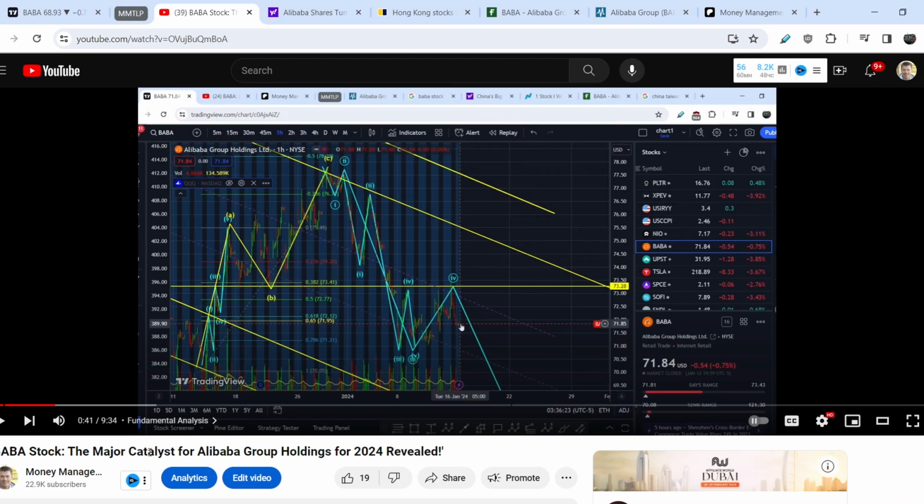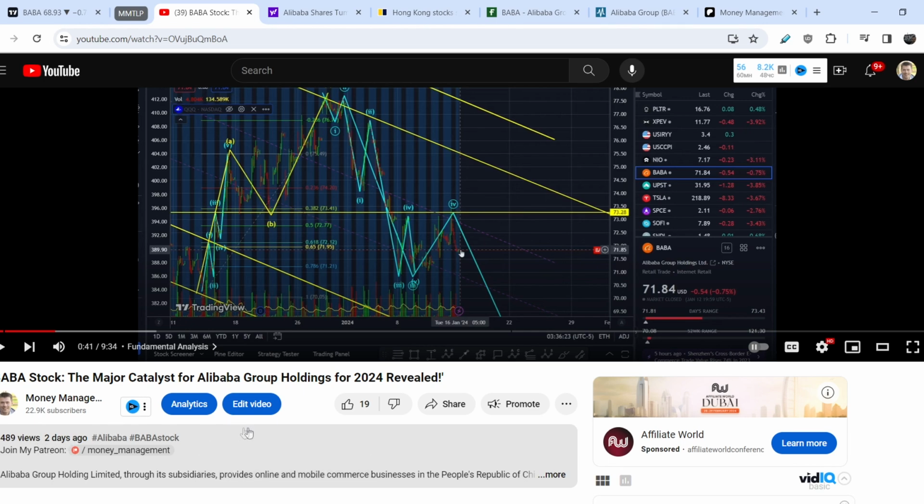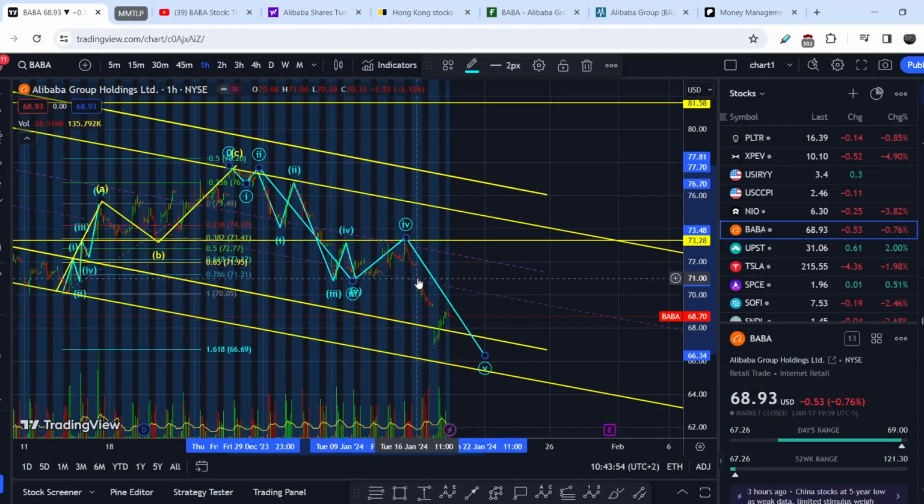Hello my friends, this is the video that I made on Alibaba stock just 2 days ago, as you can see right here, when the price of this asset was at $71.84, and my main assumption was, as you can see right here, the movement to the downside that should break the range of support, the range of previous bottom of about $71.